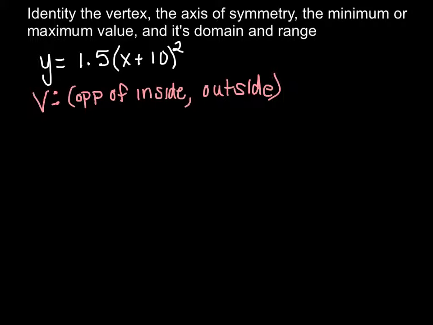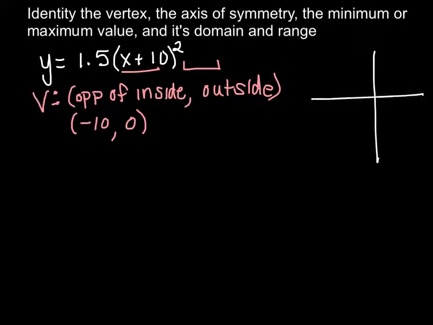So in this case, the vertex is the opposite of this, which is -10, comma the outside, which is when you add and subtract something to the outside. And since we have nothing there, it's 0. So if I was to graph this really quick, this would be -10 right here, 0, my vertex would be right there.